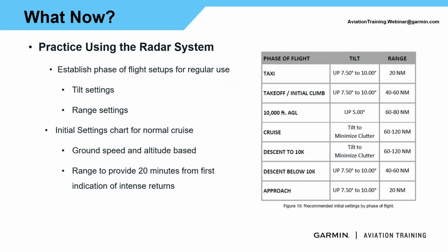This is just some starting point tips for where you are going to start your tilt and range based on your phase of flight. So it's not where you're going to keep it. It's not even where you're going to keep it from day one, but it's a starting point. Okay, if I'm at cruise, tilt to minimize ground clutter. If I'm on approach, up about 7.5 degrees as I'm coming in, it might be closer to 5 for you, but that's where you start and then manage it.